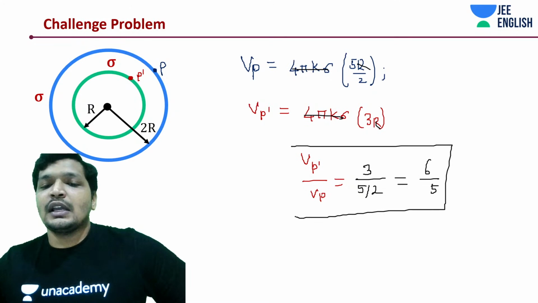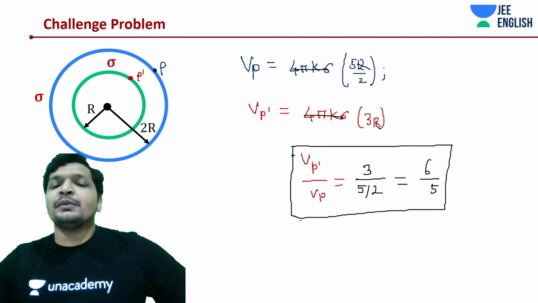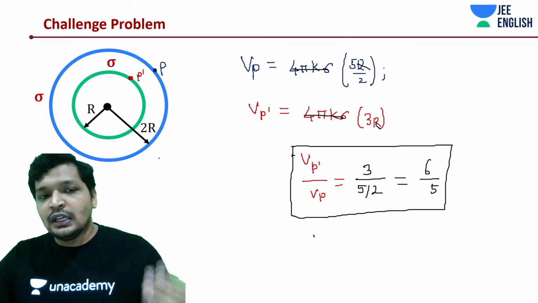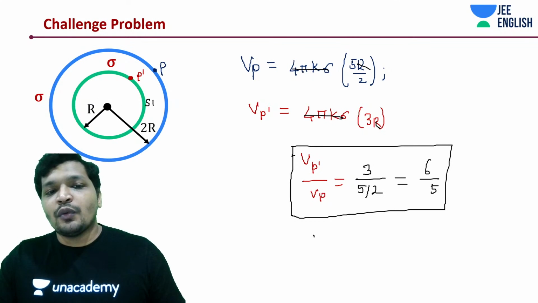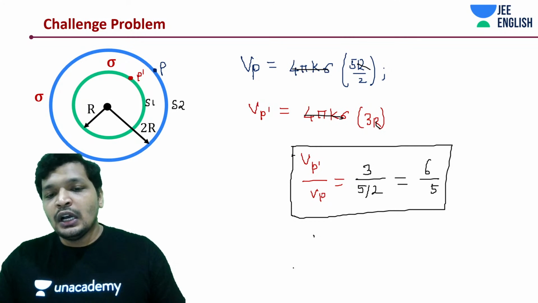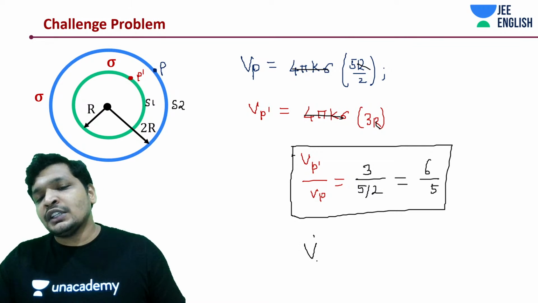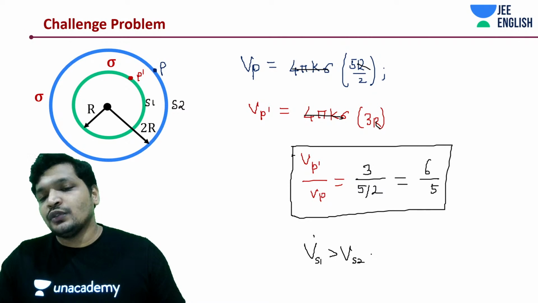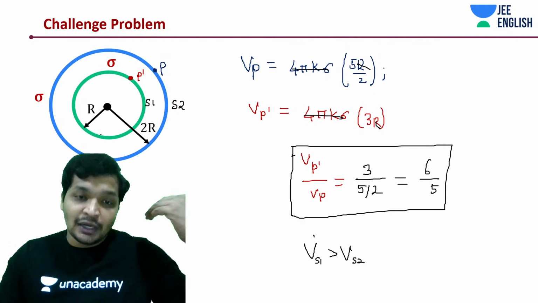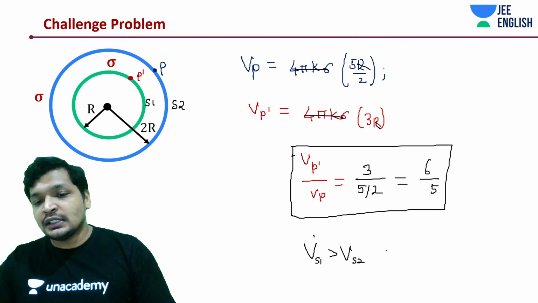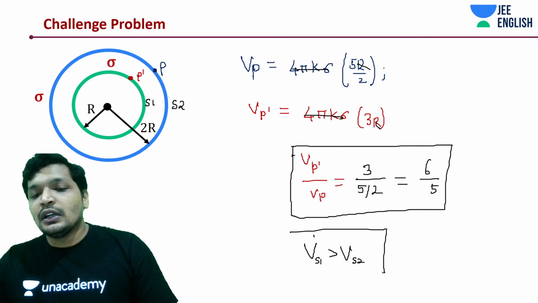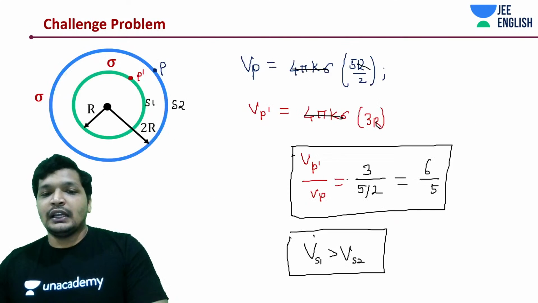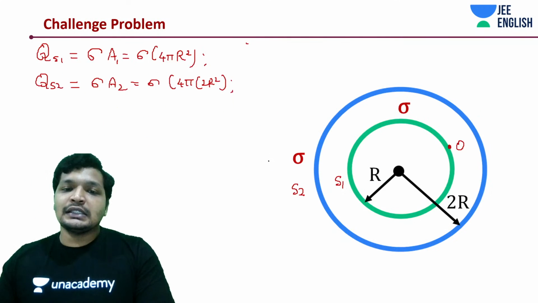Still, even in the case of uniform distribution, this is surface 1, surface 2, and the potential of surface 1 is greater than the potential of surface 2. The potential at surface 1 is greater than that at surface 2. A very interesting result. Answer should be 6 by 5 anyway. For your calculations, answer should be 6 by 5.